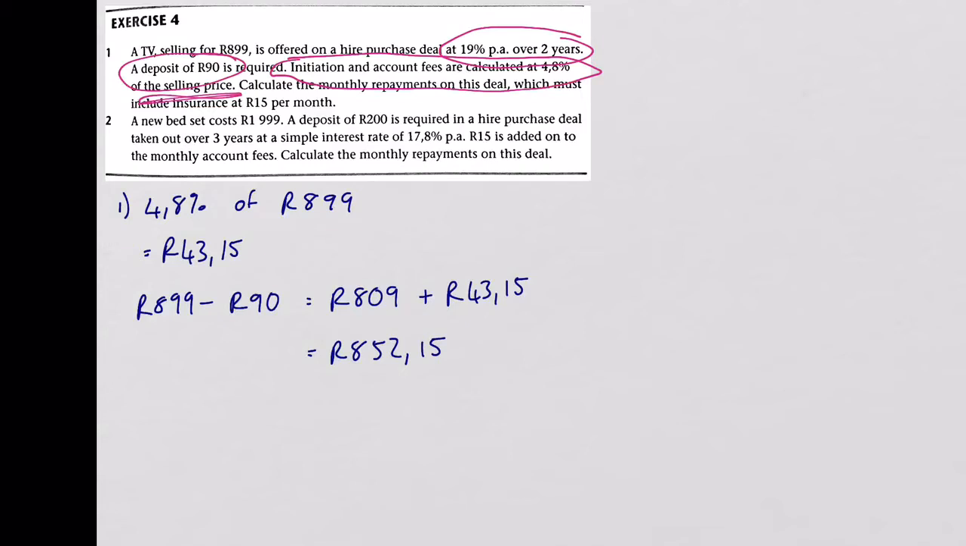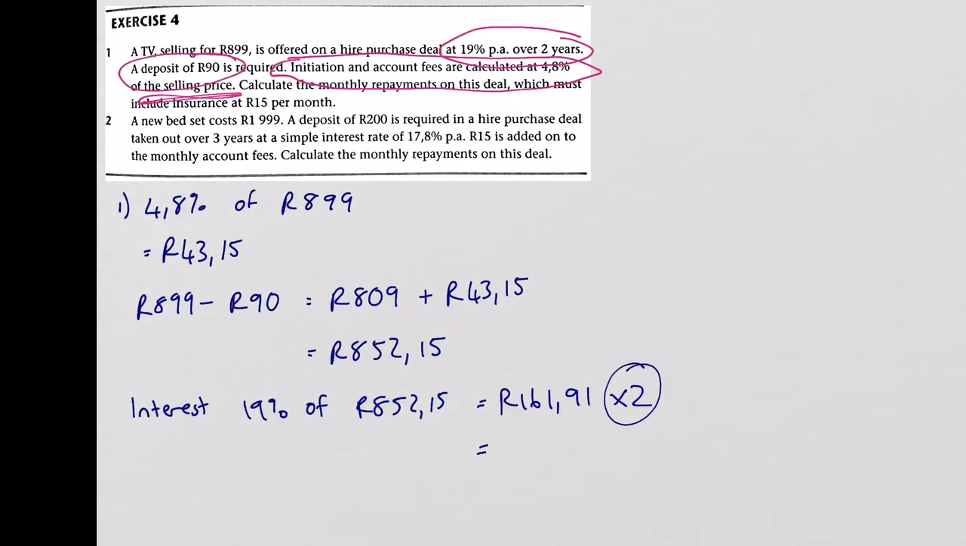Okay, now we've got to work out the interest. Remember, it's over 2 years. So if we work out the interest for 1 year, and remember it's simple interest, 19% of 852 Rand and 15 cents is equal to 161 Rand and 91 cents rounded off. But because it's 2 years, we have to multiply this answer by 2. So that gives us a total interest amount of 323 Rand and 82 cents. That's the total amount of interest that she will pay over the 2 years.